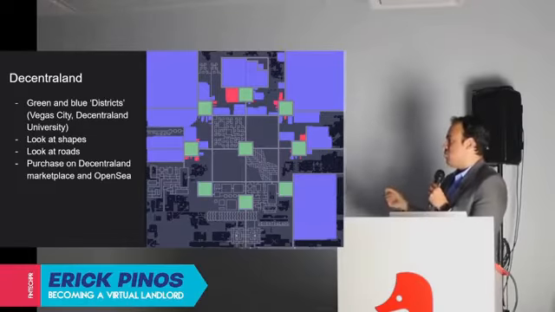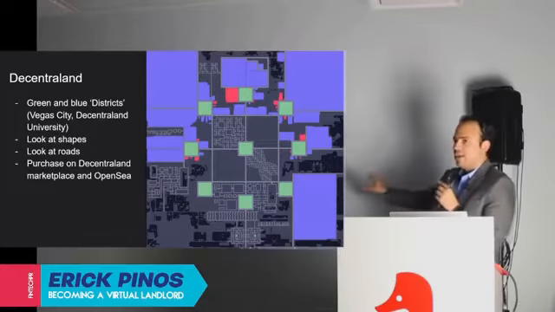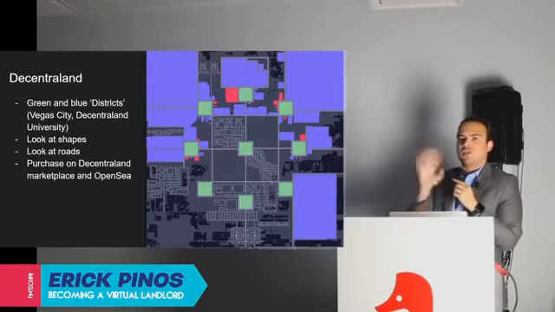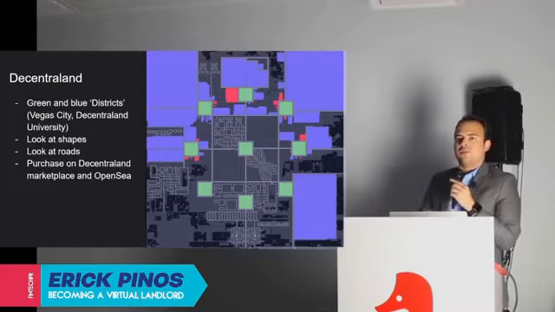The things that you should look for when looking at properties to purchase is the shape, right? If it's a perfect square, then it's easier to build on, whereas if it's a weird shape, then it's a little more difficult to build on.